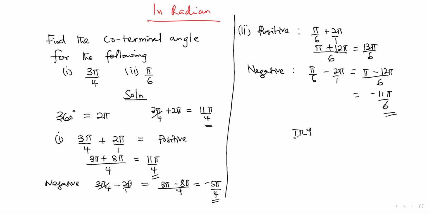I want you to try this. Find a coterminal for 7 pi on 3 and, let's say, negative 215 degrees. I want you to try this on your own. So we will meet in the next video.